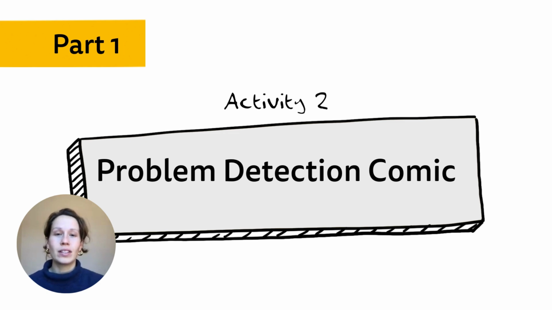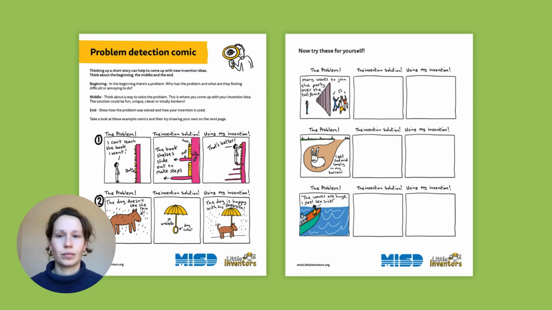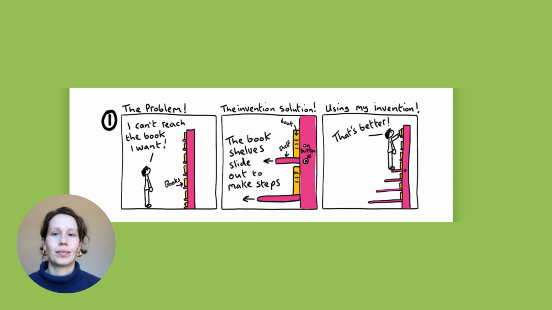Activity 2 is Problem Detection Comic. Every story needs a beginning, a middle, and an end. The Problem Detection Comic challenges your students to solve a problem with an invention and then draw how the story ends. There's 2 examples on the sheet to help.